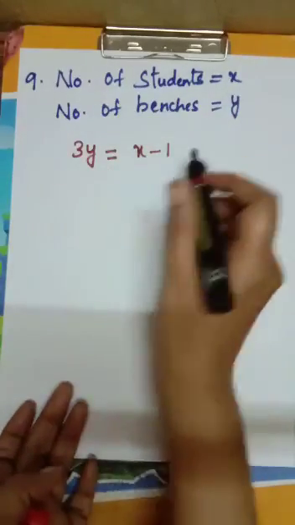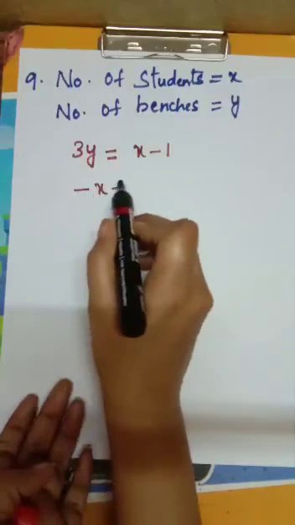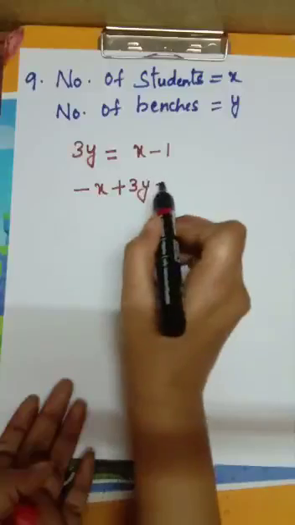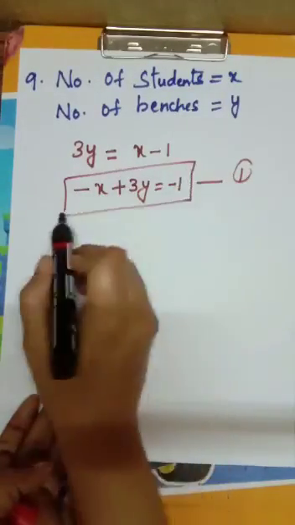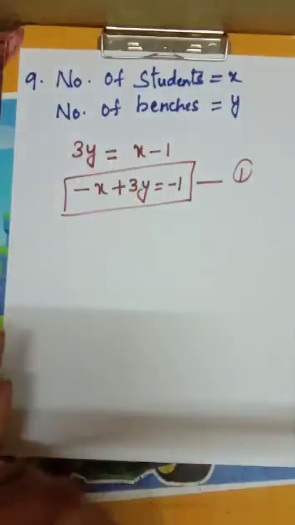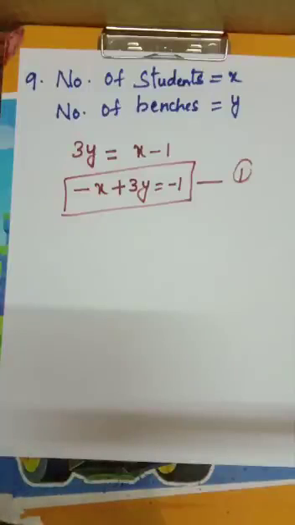So this is your equation 1. हम इसको एक ऑर्डर में लिख देंगे, minus x plus 3y is equals to minus 1. इक्वेशन 1 में हम कुछ भी नहीं करें, खाली plus 1 को इज इक्वल टू के इधर ले के आ गए, वो माइनस हो गया. This is your equation 1. Now move to the next equation.